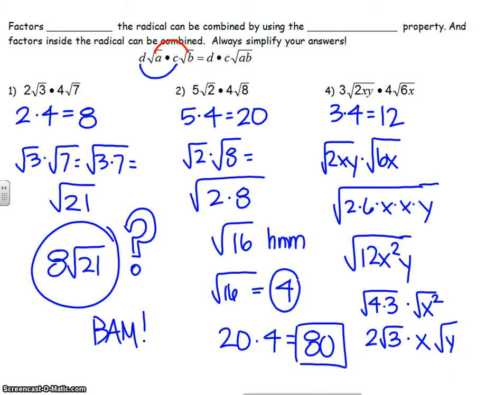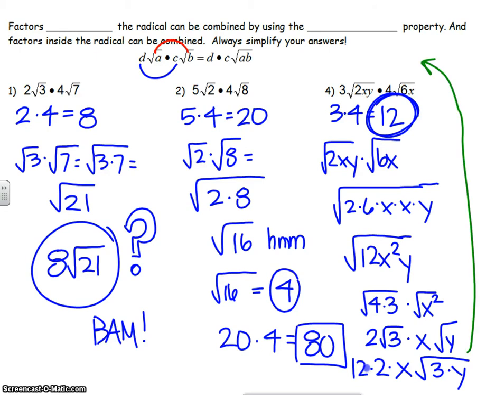Now we can take our simplified problem and we can't forget about our 12. We're going to put all of our outside stuff in front, and then we'll put all of our inside stuff inside. So 12 times 2 times x, and then underneath our square roots we have 3 and y. So our final answer will be 24x times the square root of 3y.